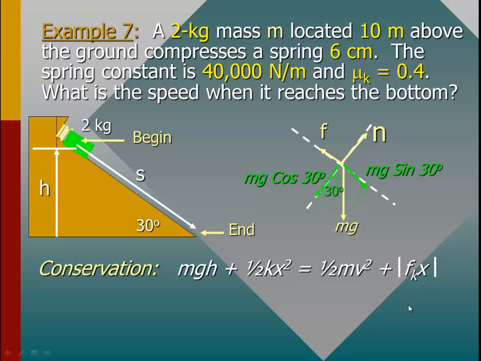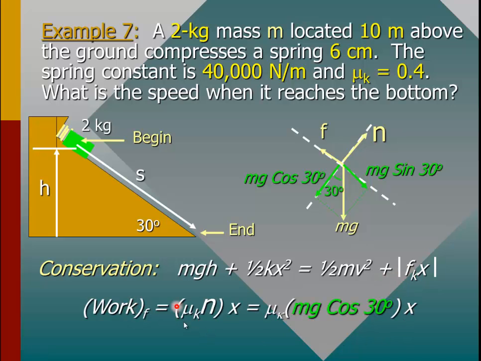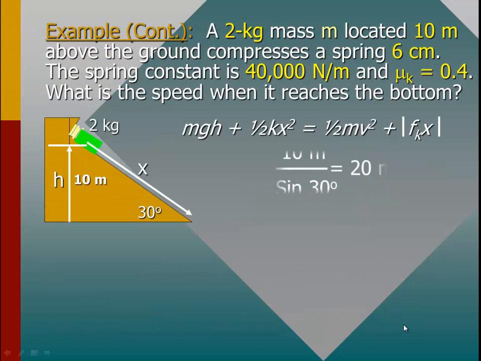The work done by friction is the force of friction times the displacement x, which in this case is given by s. Remember, it's mg cosine theta. And so we have the potential energy plus the energy stored by the spring has to equal the final kinetic energy and the work done by friction. We can use the angle and the trigonometric function of the sine to find out that this displacement here, which before was denoted by s, which is now x, is 20 meters.